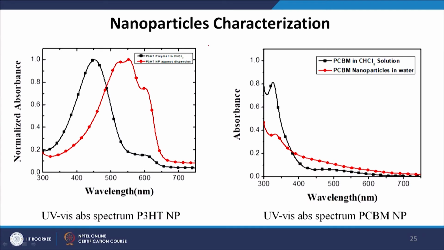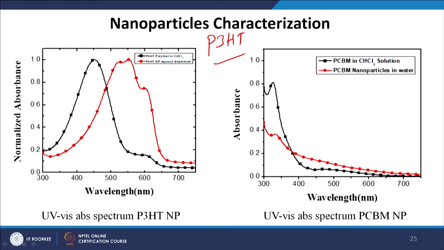For example, we have taken a polymer called P3HT. This is a polymer which has been commonly used for making organic solar cells, right. This P3HT has been dissolved in chloroform, and then we have taken an absorption spectrum of this polymer. So you see that the y axis is the normalized absorbance, and the x axis is the wavelength.